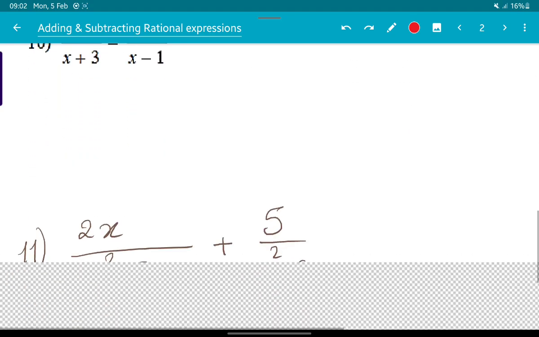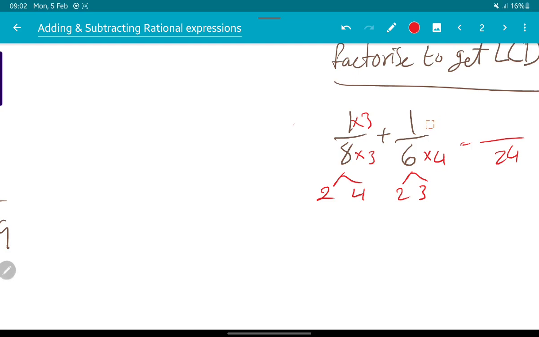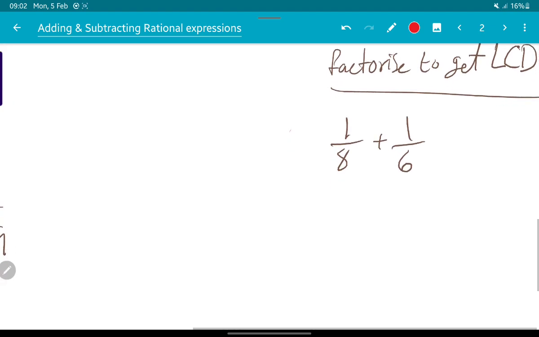Same idea. Now if we have this, you can say that we will multiply this by 6 and this by 8. You will get the same answer, but you will need to simplify the final step.